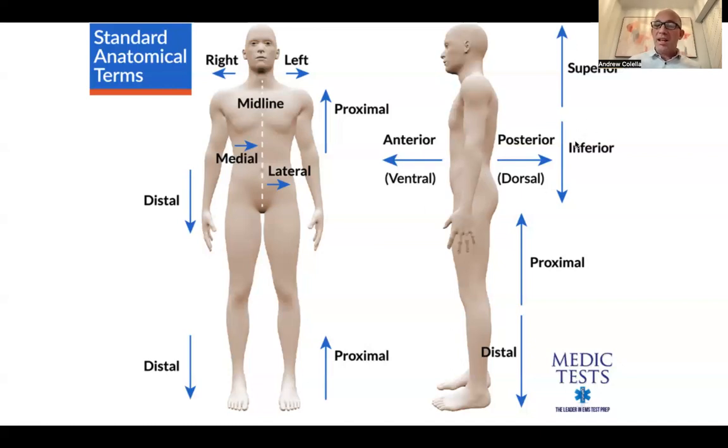Superior means towards the head. Inferior means below. So this is above and below. So now with all of these different terms, you can start doing a deeper dive into the anatomical position by talking about things that are relative to other things. So these are some of our basic terms.